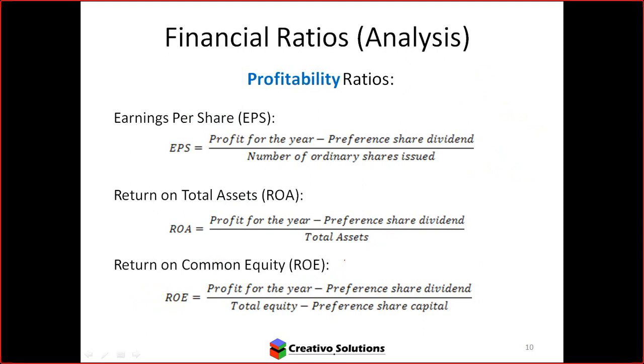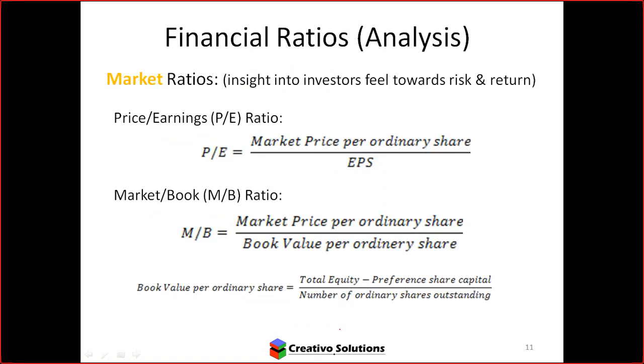Then we've got more profitability ratios here, but these look more at the actual ratios when we look at the financial statements. So I'm going to be taking out certain figures to calculate EPS, earnings per share, ROA, return on assets, and ROE, return on equity. Here we've got the same numerators, but different denominators. We've either got shares, assets, or equity. So market ratios: price to earnings, market to book, and book value. All of these represent market ratios, meaning we're taking something external and comparing it to something internal. So the market price, is that external or internal?